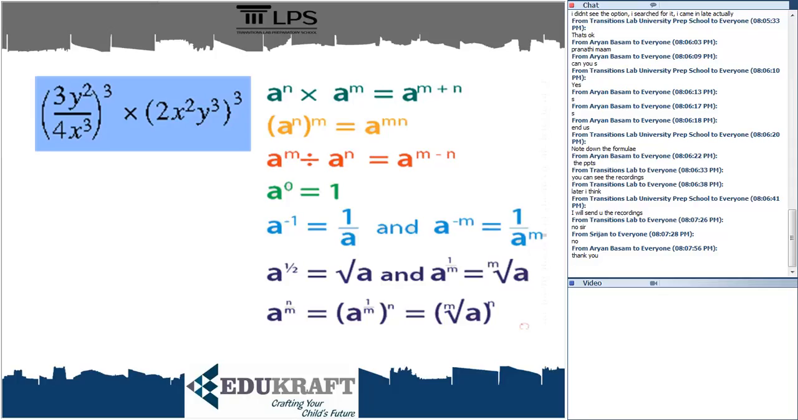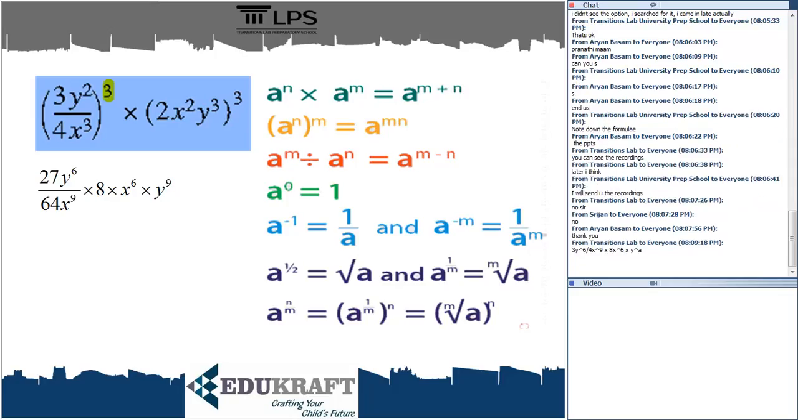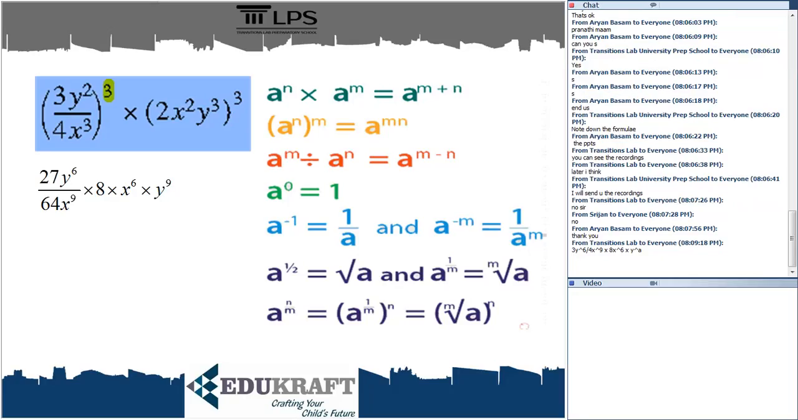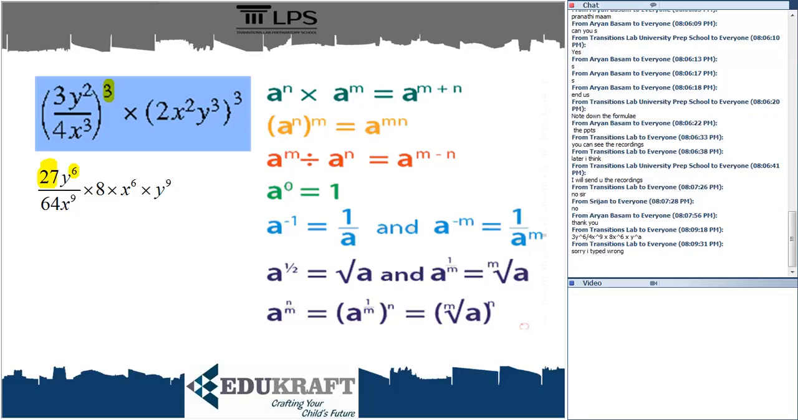No one yet? This question is based on the idea of rule number 2, and according to this rule, the power 3 is going to be applicable to every term inside the bracket. Every term inside the bracket is going to be raised to the power of 3. So 3 raised to 3 is 27. 2 multiplied by 3 is going to be 6. 4 raised to 3 is going to be 64.